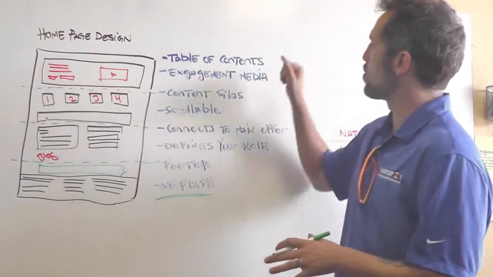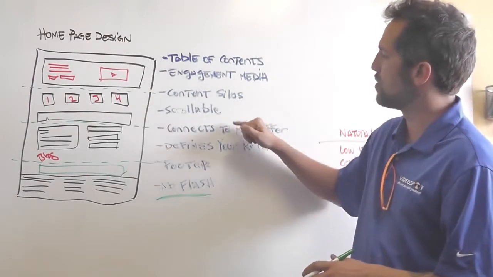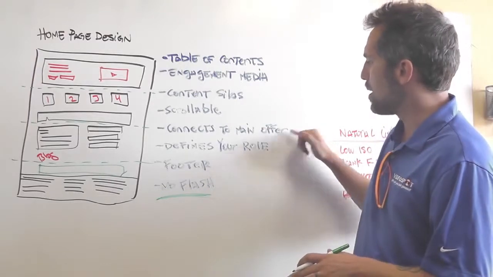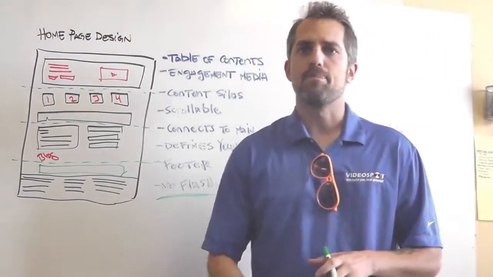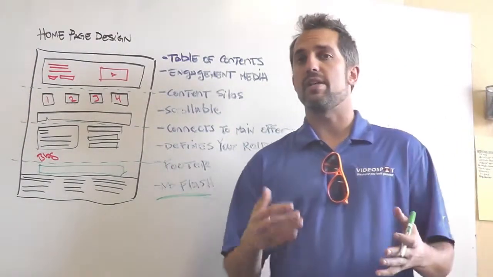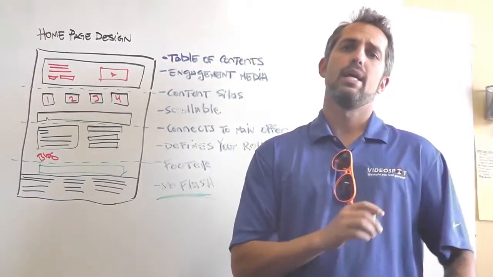You really need to focus on these other things: have a table of contents, have engagement media, content silos, make it scrollable, connect to your main offer. It should define your role, and you should have a footer so that people can find you and contact you easily. If they don't want to opt in, but they want to call you and buy, give them that opportunity.